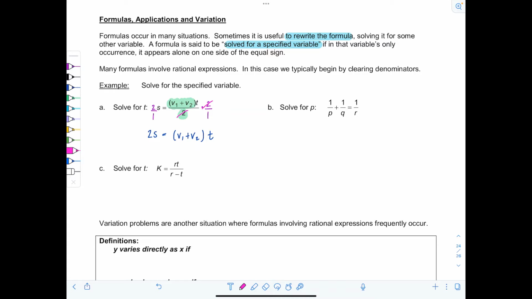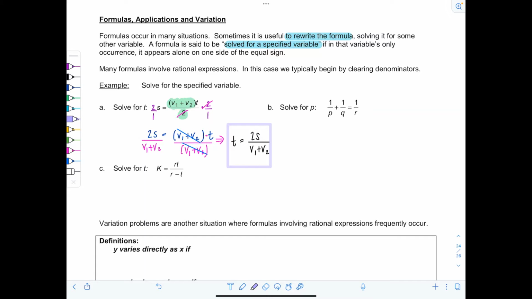So I actually want to get rid of v1 plus v2. Remember, that's being multiplied by t. So let's just go ahead now and divide both sides by v1 plus v2. And we're pretty much done. So notice here, v1 plus v2 cancels on the right-hand side. I have t all by itself. I'm going to put t on the left. So t equals 2s divided by v1 plus v2. And that's it. So let's go ahead and box it. We finished part A. Cool.